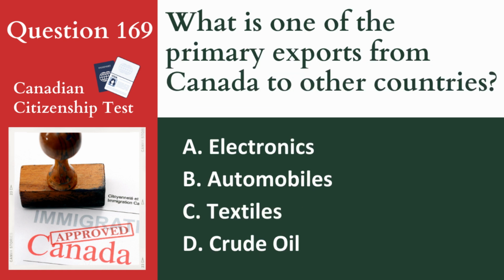What is one of the primary exports from Canada to other countries? A. Electronics. B. Automobiles. C. Textiles. D. Crude oil. Answer D. Crude oil. Crude oil is one of Canada's primary exports, with the country being one of the top exporters of oil in the world.